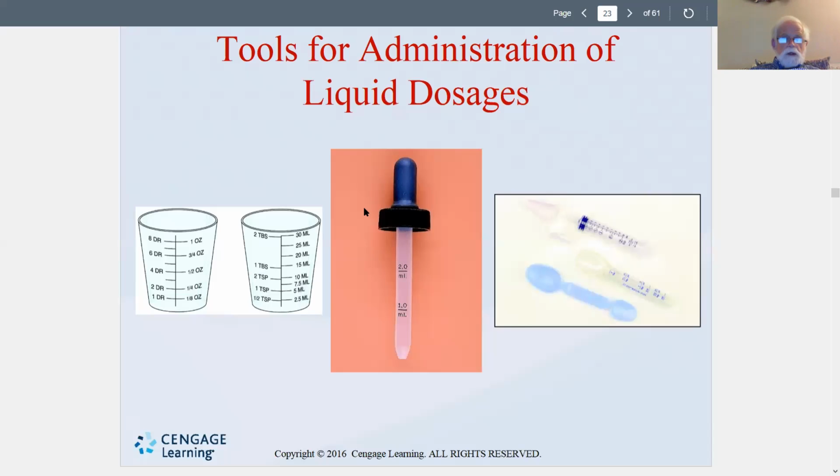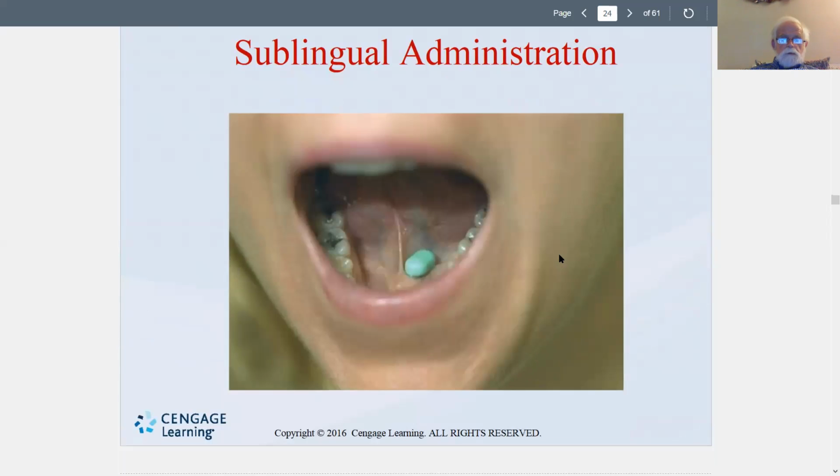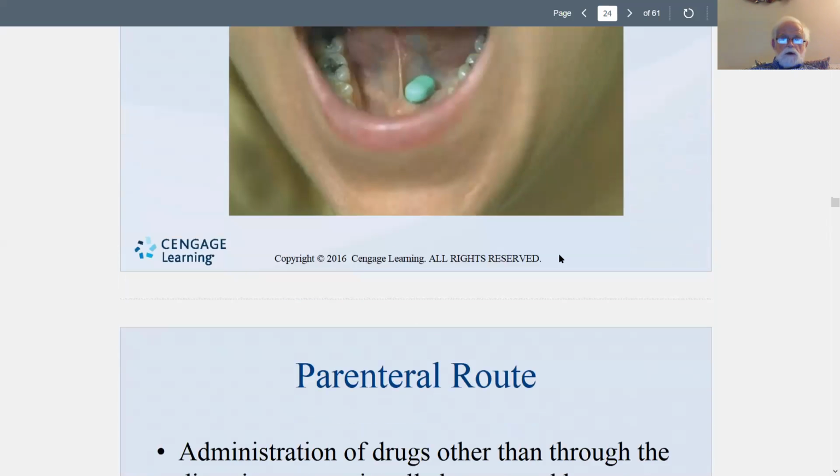Our tools, well, we've got droppers and we've got the little medicine cups and we've got spoons and calibrated spoons and we have oral syringes. You'll note in this picture that this syringe has no needle on it. We use this a lot for pediatric and some animal dosing, but it can also be used in an adult. This is a picture, don't you love the cavities? Picture of a sublingual dose. That is probably a migraine med.